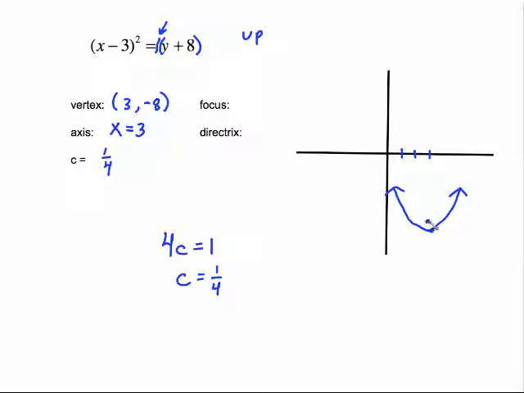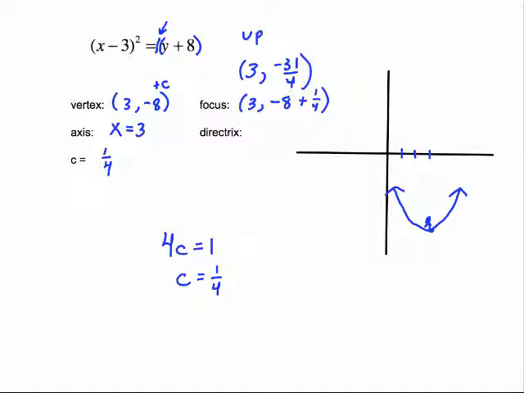The focus is inside here, and how am I getting there? I'm adding C to the y part of the vertex. So the focus is 3, -8 plus 1/4, which is what the formula says. I'm just not using the formula per se. I'm trying to do it from a reasoning standpoint. You do need to clean this up. You can use your calculator, and this will give me 3, negative 31/4.